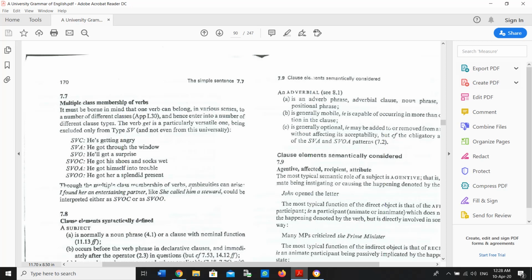Through the multiple class membership of verbs, ambiguities can arise. Yes, of course. I found her an entertaining partner. This raises ambiguity because I don't know whether she is an entertaining partner, or I found someone entertaining for her. She called him a steward. Either he is himself a steward, or she called someone a steward for him. So it could be interpreted as SVOC or as SVOO. So ambiguity arises if we have a verb with multiple class membership.